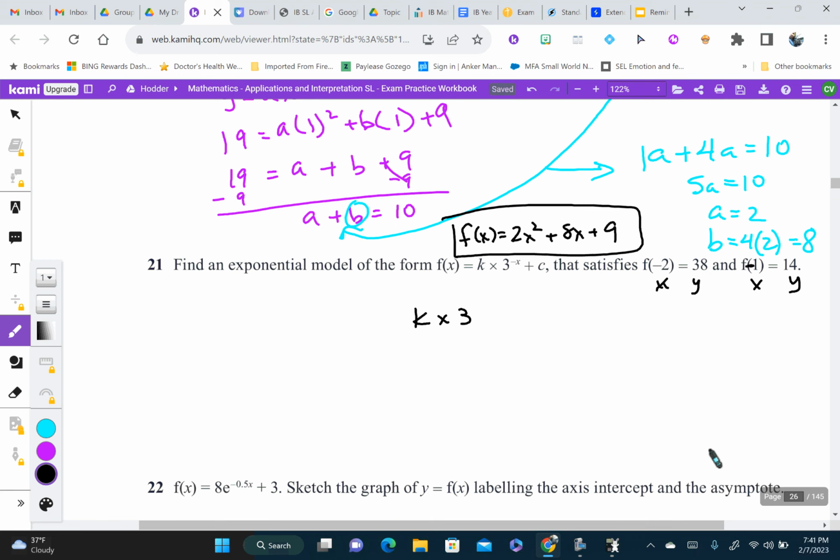All right, so getting back to the problem, minus x plus c. That's our formula. This is f of x. So now I'm just going to plug in what it is that I know, okay?